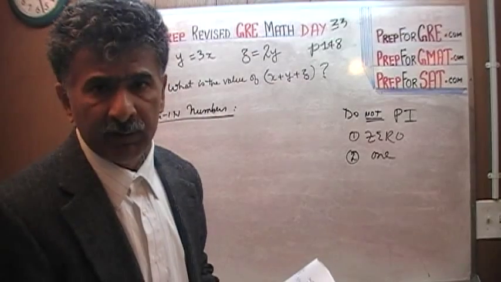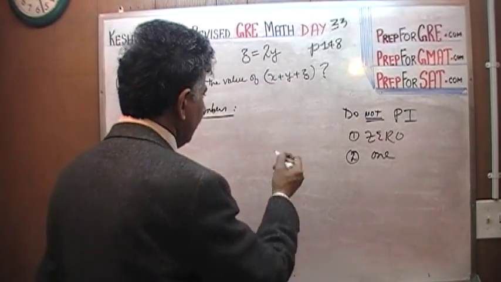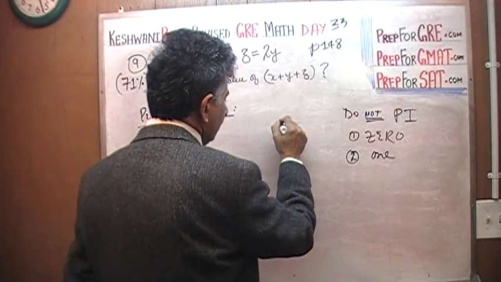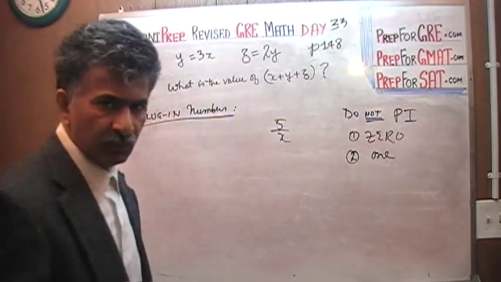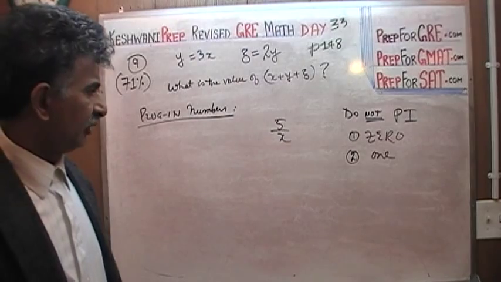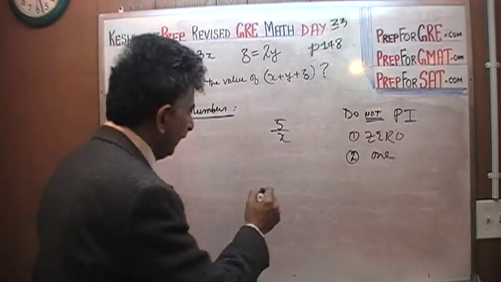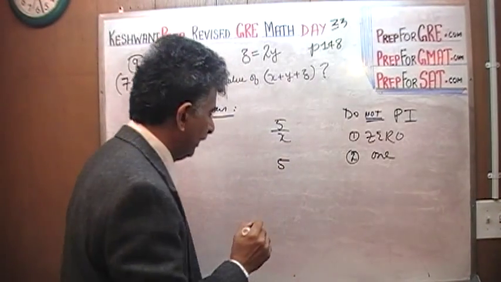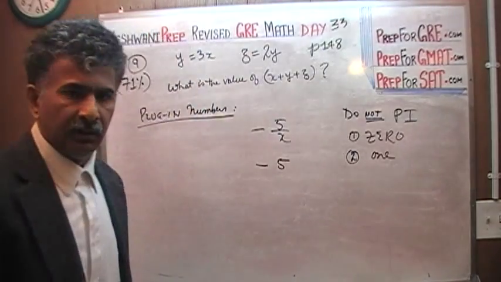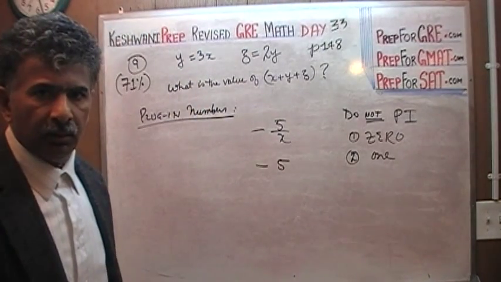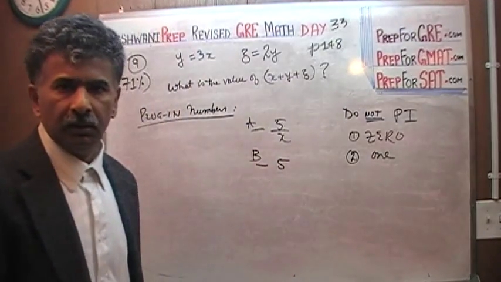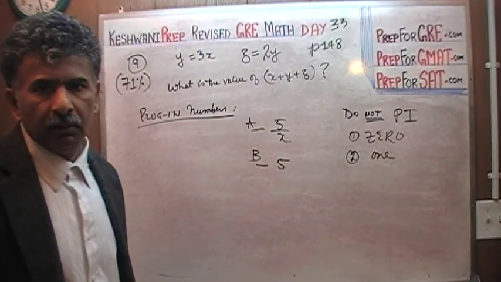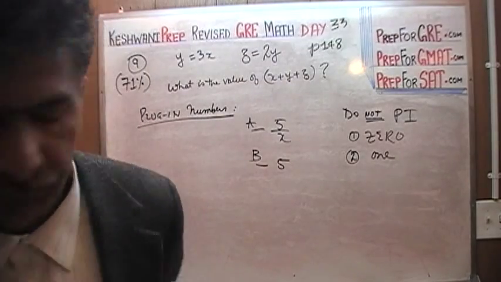Another reason why 1 is not a good number to plug in is because if the correct answer happens to be 5 over x, and one of the answer choices happens to be 5, and if you plug in x equal to 1, you can't tell which one is the correct answer. Is it A or is it B? Because 1 creates problems.